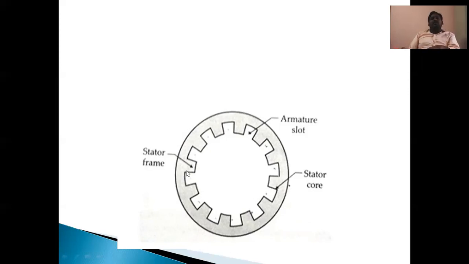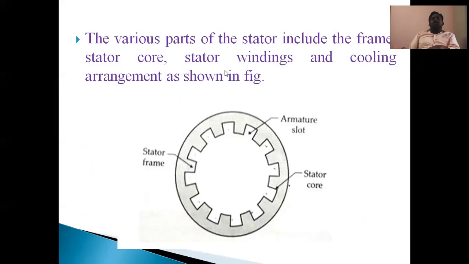Anyway, the stator is constructed with the stator frame, stator core, and armature slots for the armature winding, or the stator winding, and a cooling arrangement is also required. The cooling arrangement is necessary to cool the stator while it is running. While the machine is running, heat is developed. When heat is more, what happens here? I squared R losses are also more. When I squared R losses are more, efficiency is less finally. That's why to avoid that problem, a cooling arrangement is provided for the stator.